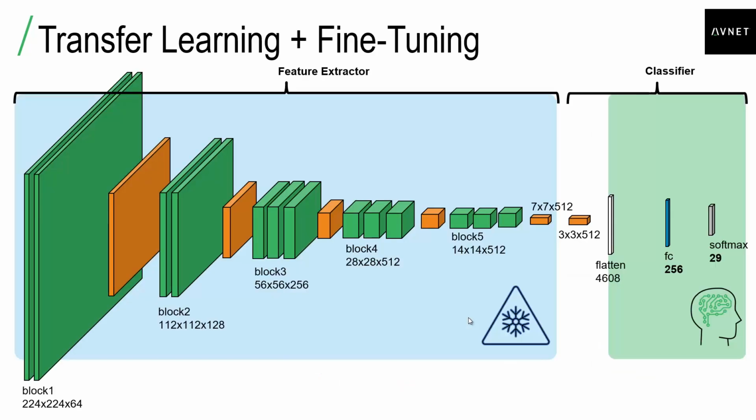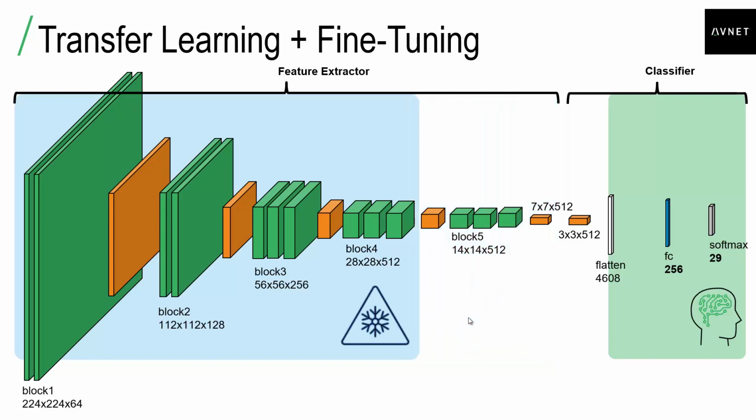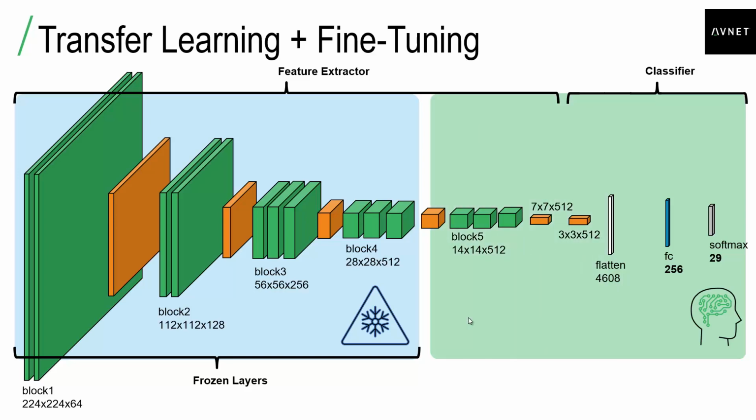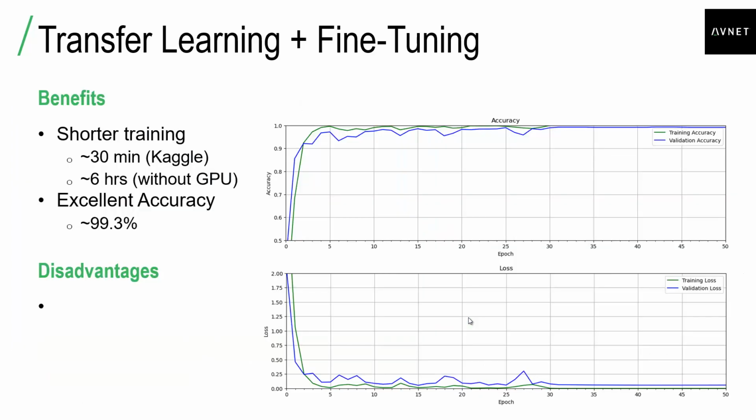So a solution to this is what we call fine-tuning. So in this case, we don't freeze the entire feature extractor. We keep the last layers trainable and only freeze the very first layers. So in this way, we train the last convolutional layers of our feature extractor as well as our custom classifier. It turns out this is the strategy that works really well.